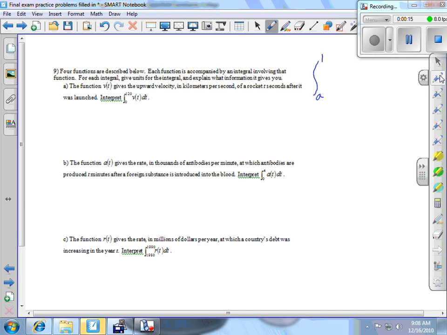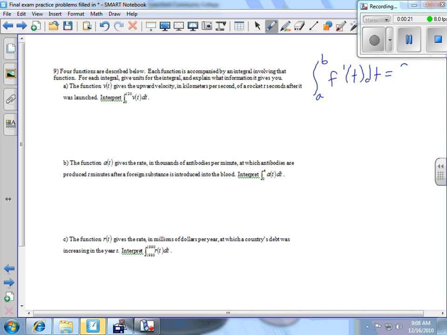For each of these problems, we're going to use something called the fundamental theorem of calculus, which says the following. If you integrate a derivative between a and b, then you're going to find the actual change in the function between a and b. Integrating the derivative gives the actual change in the function.